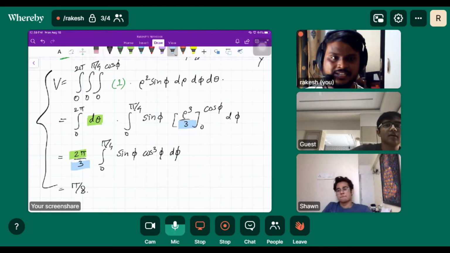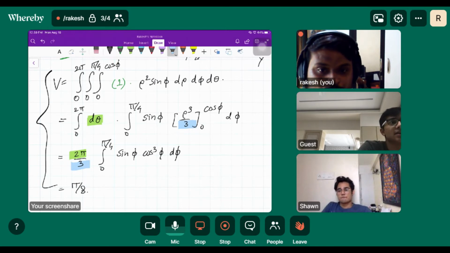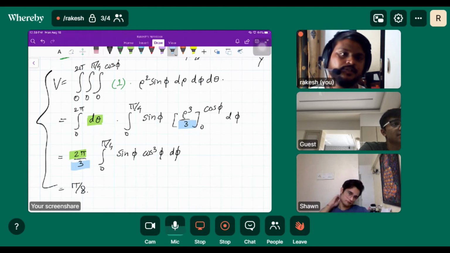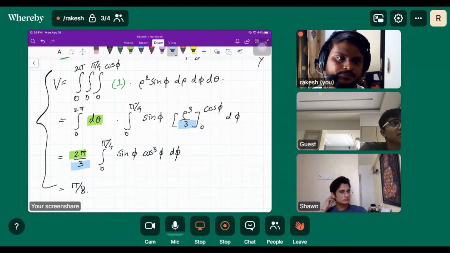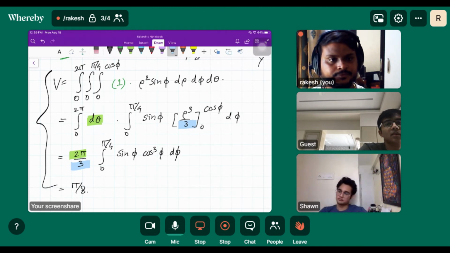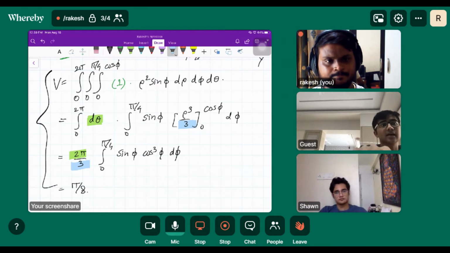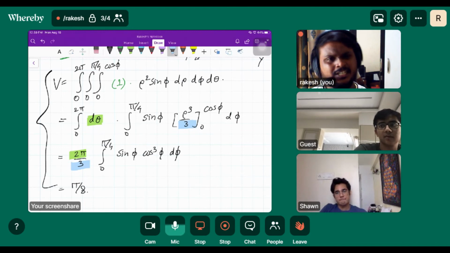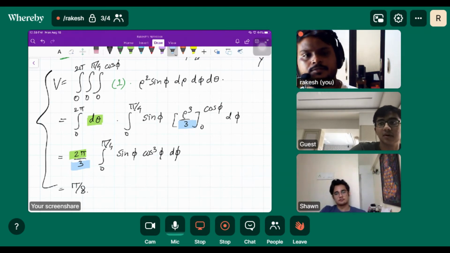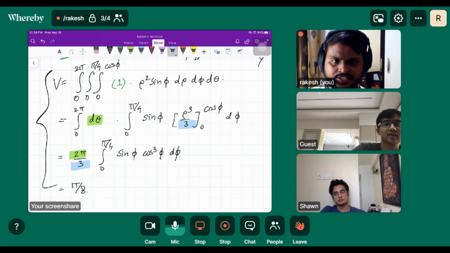Use substitution only. Yeah, you can go for use substitution, definitely. I didn't get the answer. I'll try it again. I got the use substitution correct, but I didn't get the answer. Maybe I'll send you a snapshot of it. Yeah, you can do that. You got minus cos raised to 4 pi by 4. That's the use substitution, but there might be some calculation mistake. Please check that again.